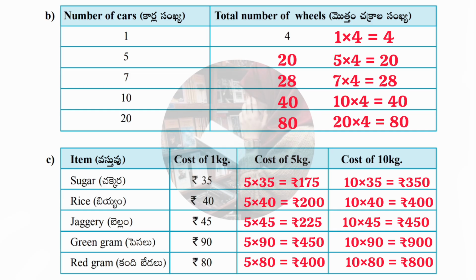Next one, green gram. Green gram 1 kg cost is 90. Then 5 kg cost is 5 multiplied by 90. 5 9s are 45. Add 1 0. 450 is your answer. Okay, next, cost of 10 kgs green gram is 10 multiplied by 90 equal to 9 ones are 9, then 2 zeros. 900 is your answer. Next, last one, red gram. Red gram 1 kg cost is 80. So 5 kg cost is 5 multiplied by 80. 5 8s are 40. Then 1 0. 400 is your answer. Okay, next, 10 kg cost of red gram means 10 into 80 means 800 is your answer.